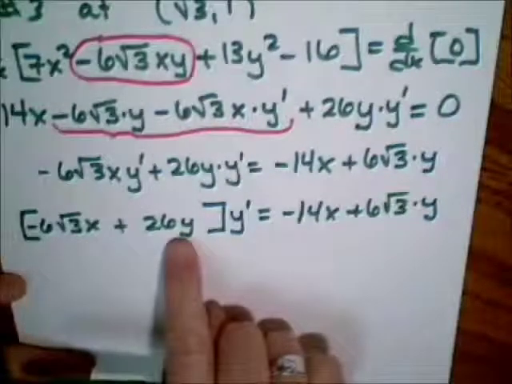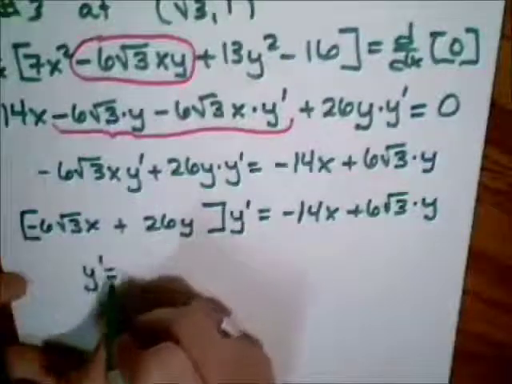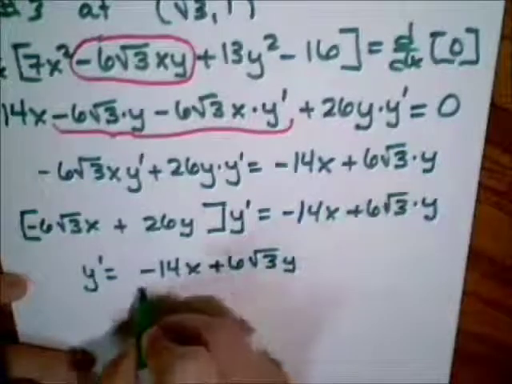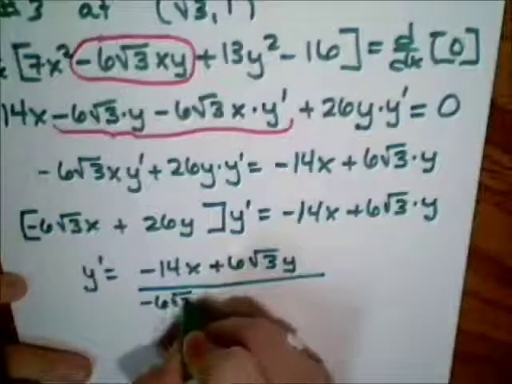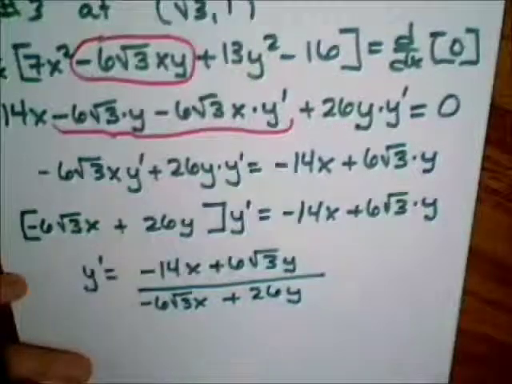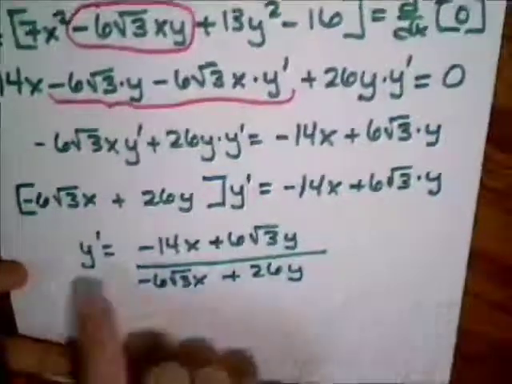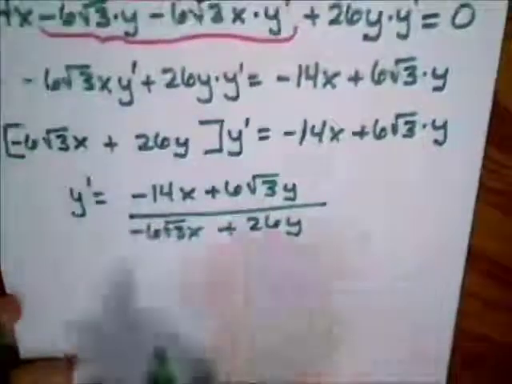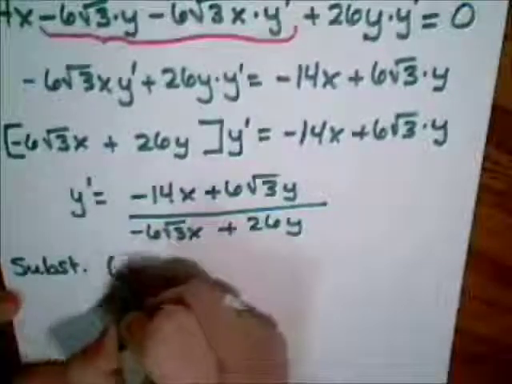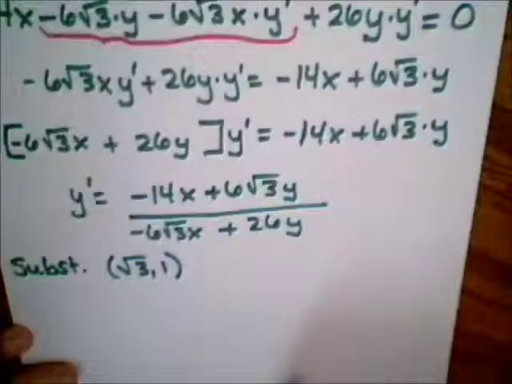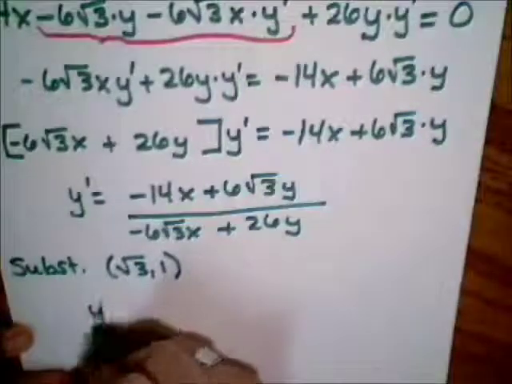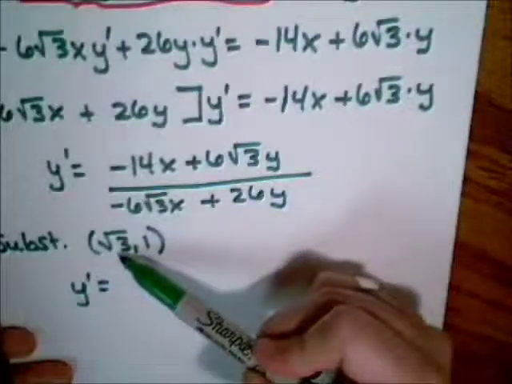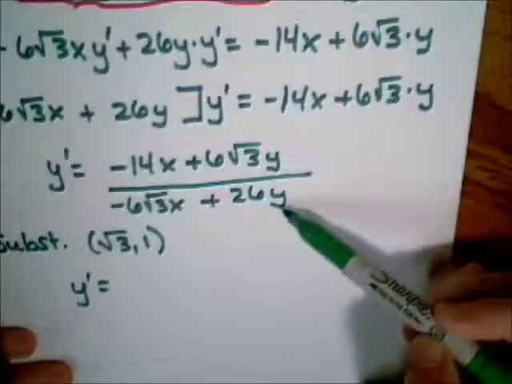We can divide both sides by this sum. Y prime is by itself, and we have negative 14x plus 6 square root 3y all over negative 6 square root 3x plus 26y. And that gives us y prime in terms of x and y. Since we wanted to focus on the ordered pair square root 3, 1, in our expression for y prime, in both places we have an x, we'll substitute radical 3. And in both places we have a y, we will substitute 1.